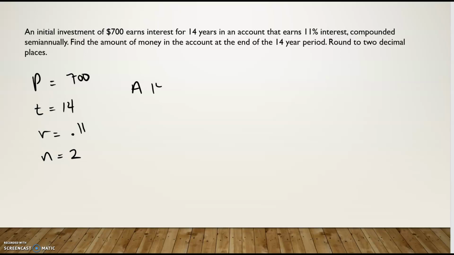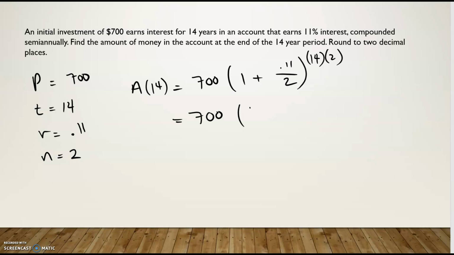Okay, so what we have is we're trying to find after 14 years how much money will be in that account. So we'll have 700, 1 plus, and that's going to be R, so 0.11 over, it says N is 2, and then raised to T times N. Okay, so we'll just take this a step at a time. 1 plus 0.11 over 2, and then 2 times 14, that's going to give you 28.